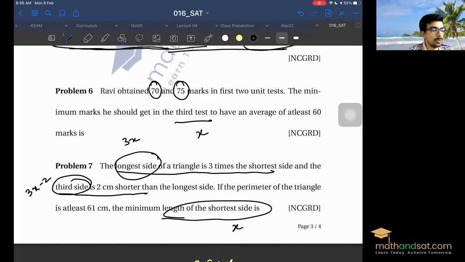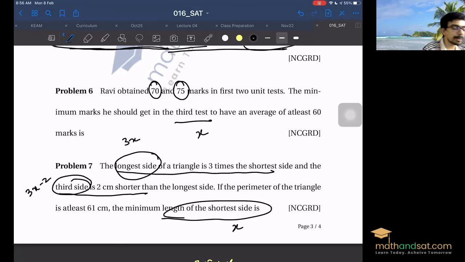Yes or no? Yeah. Now the perimeter has to be at least 61. So at least 61 means what? It is minimum 61, which means it has to be 61 or more. So it has to be greater than or equal to 61.